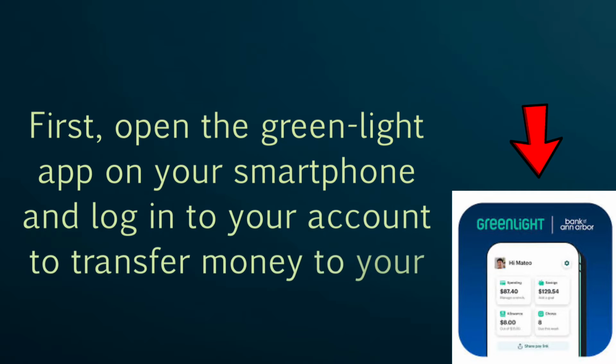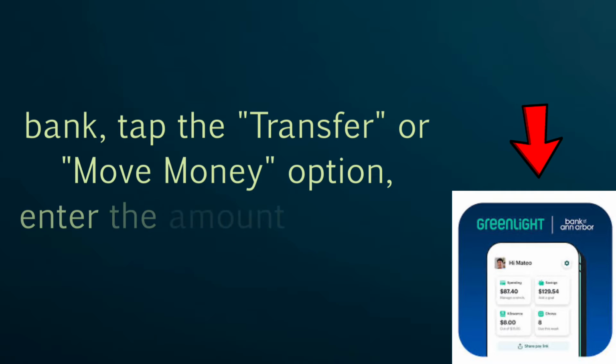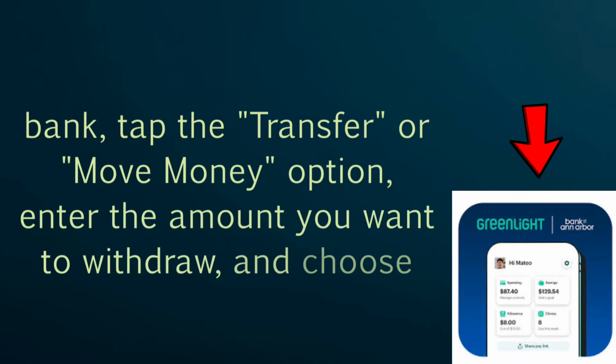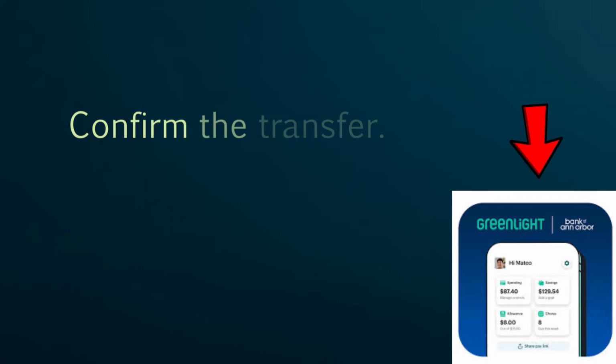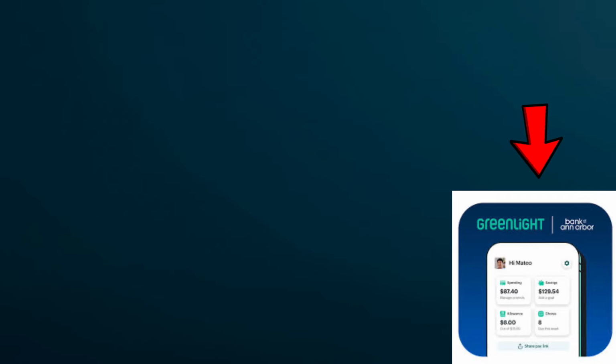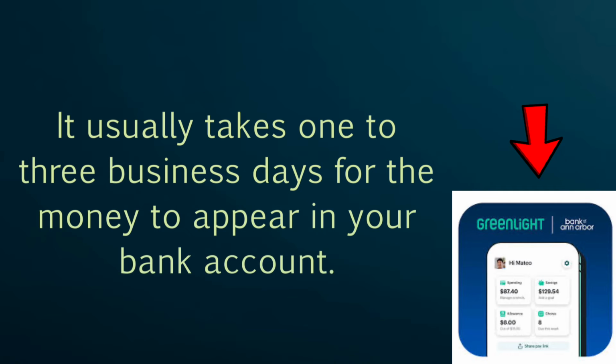To transfer money to your bank, tap the Transfer or Move Money option. Enter the amount you want to withdraw and choose the linked bank account where you want the money sent. Confirm the transfer. It usually takes 1 to 3 business days for the money to appear in your bank account.